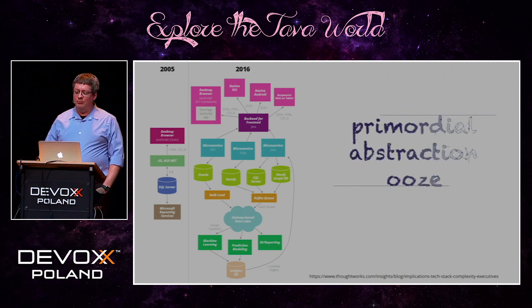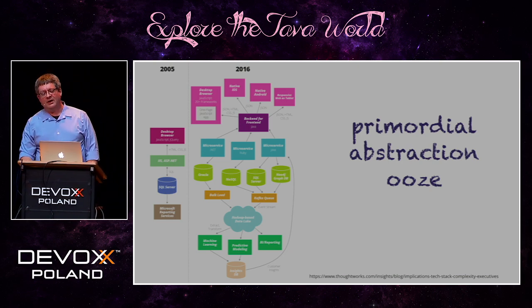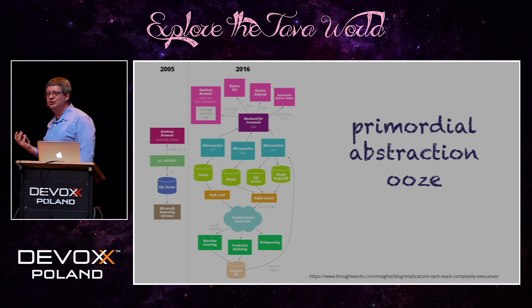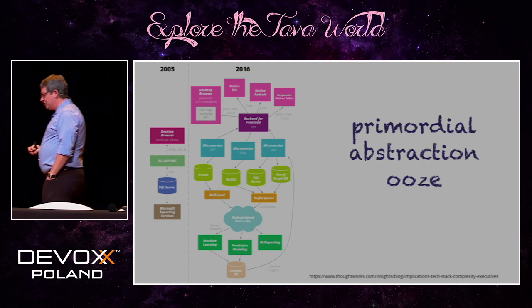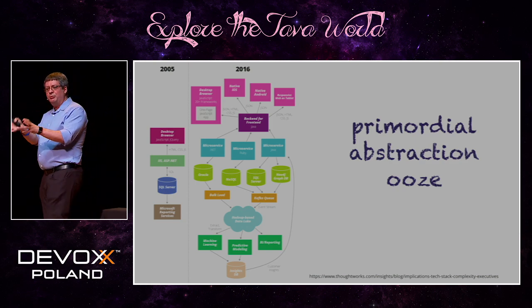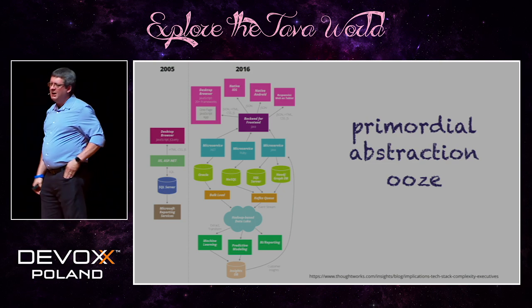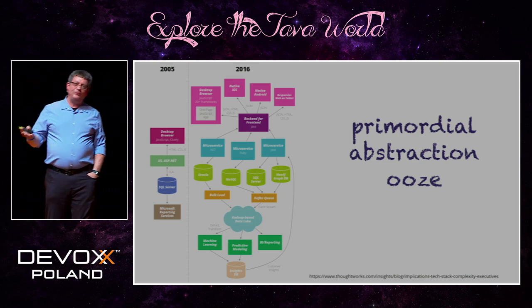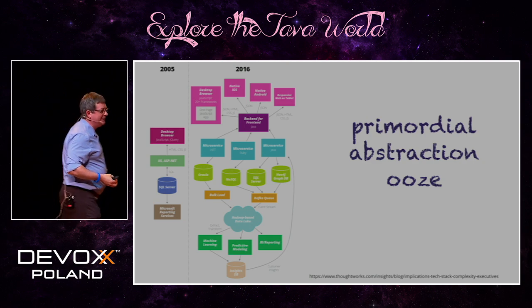And one of the problems as you get a more and more complicated technical stack is something that I call primordial abstraction ooze. Because every one of those little boxes there is really just an abstraction that you're representing around some tool or some framework that you're utilizing there. And not all abstractions are perfect. Many of them leak. This is the famous Joel Spolsky law of leaky abstractions.